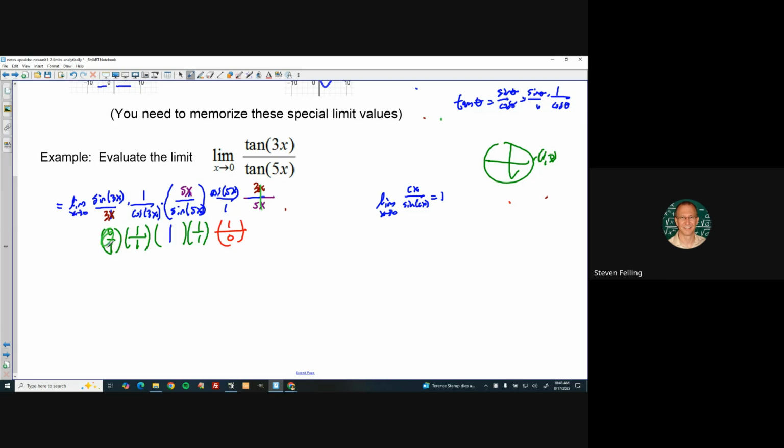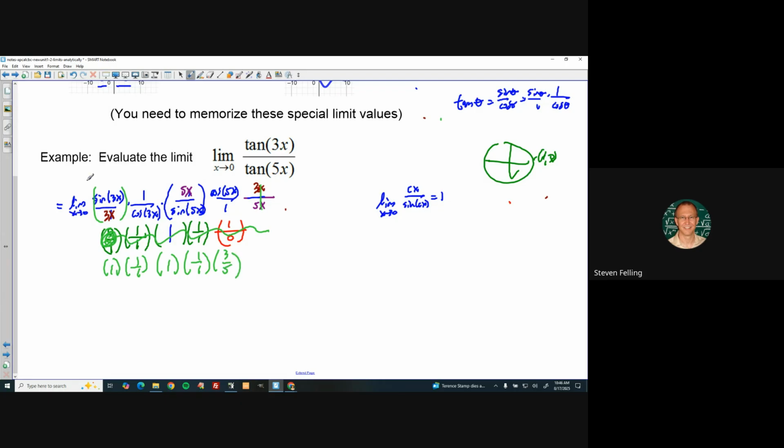This would now change to a 1. This is that special structure whose limit is a 1. This, by plugging in, is 1 over 1. I don't have this anymore. This is the special function whose limit is a 1. This is by plugging in 1 over 1. And this is now the number 3/5.